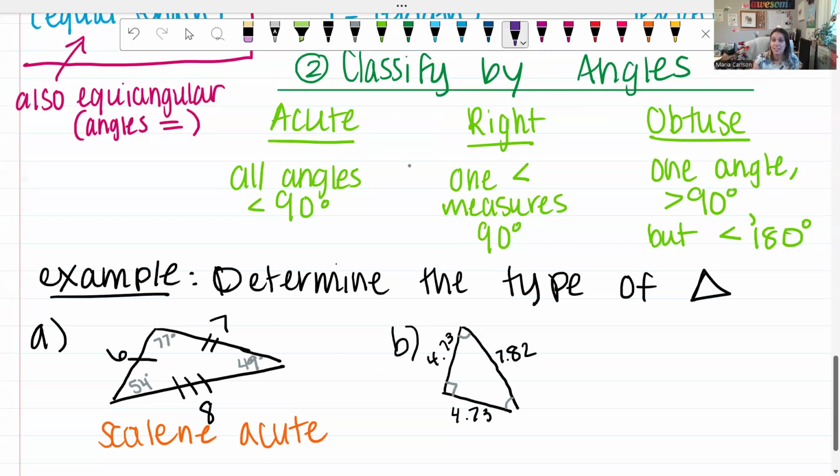And I can actually name this type of triangle. Looking at the side lengths, I noticed that two of our side lengths are congruent. So that means this is an isosceles triangle. And looking at the angles I have, one of our angles is exactly 90 degrees. It is a right angle, so this is an isosceles right triangle.